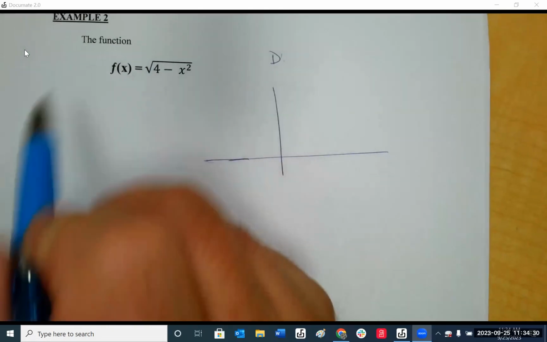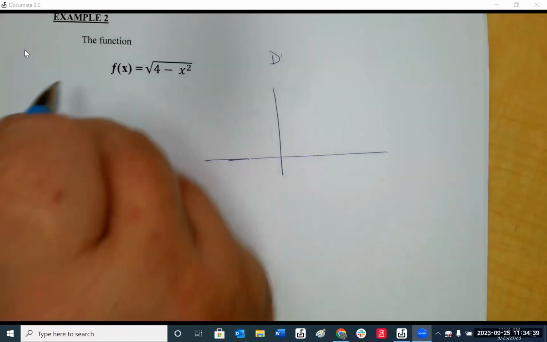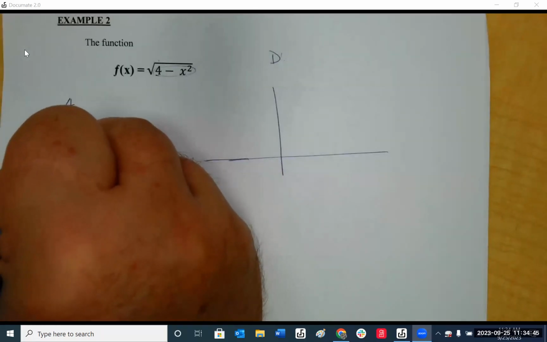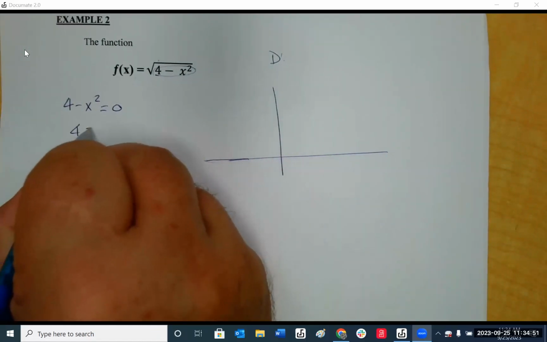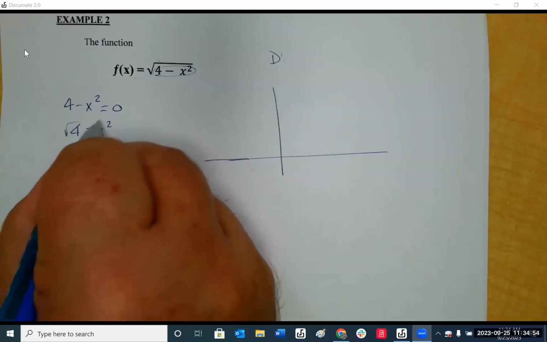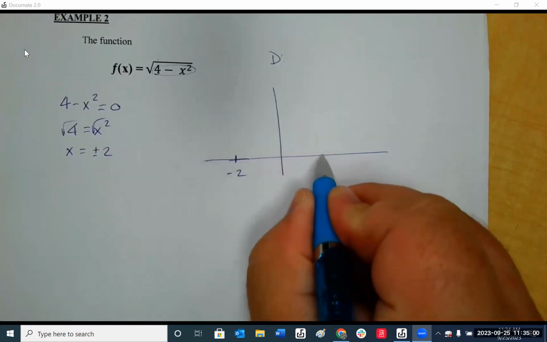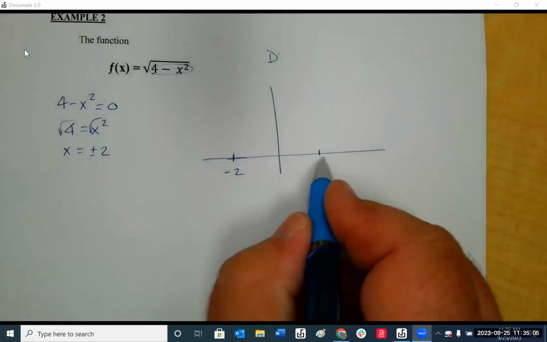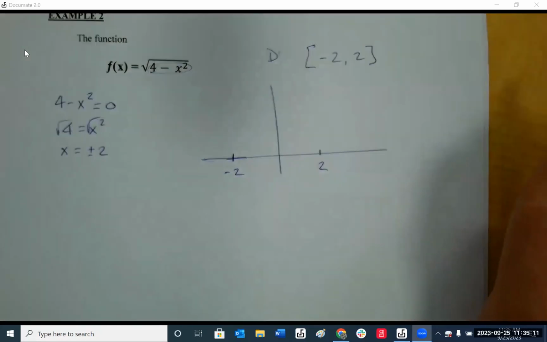What is the smallest number x can be? Well, let's see. The smallest number you can have inside an absolute value, a radical, is 0. So if we set those equal to 0, we get x equals plus or minus 2. So 2 is the biggest. So this is our domain. We're on a closed interval through 2.